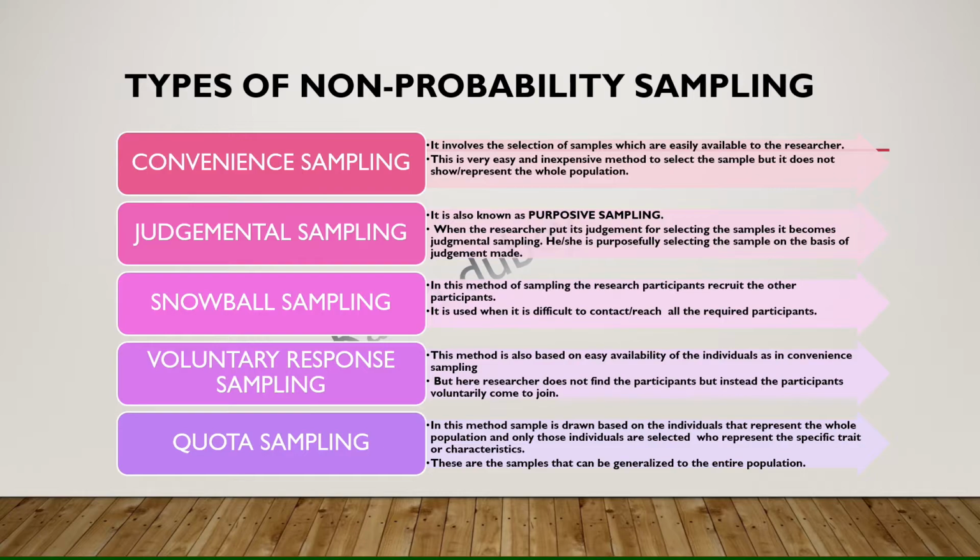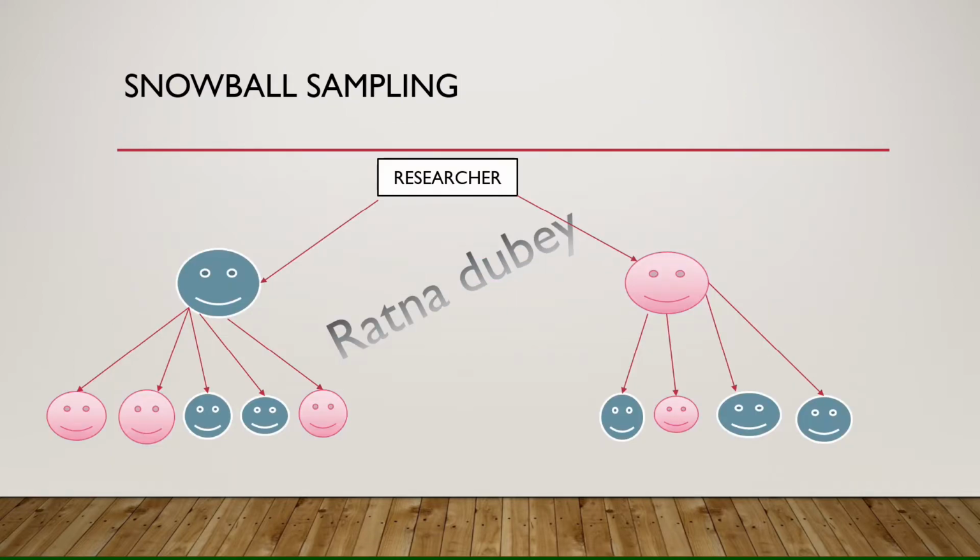It is used when it is difficult for the researcher to contact each and every participant. Actually, it is the same as when we have seen, suppose if you roll a snowball, what will happen? It picks up more snow into it and makes the snowball bigger. So similarly over here also one participant will add the other participant. That means one person is now contacting the other person and making that ball, that means making that sample bigger in size. Here you can see this.